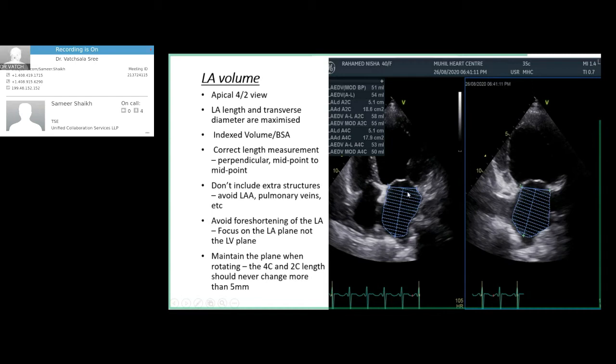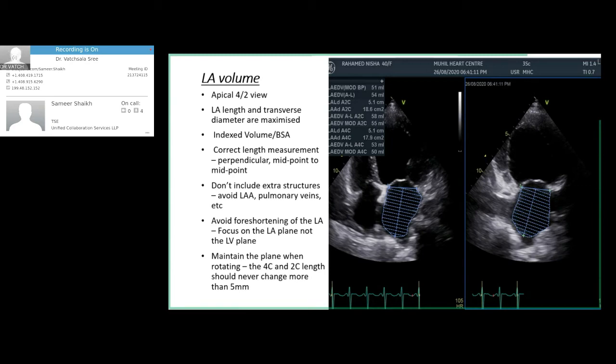Once you've chosen your frame, when you are tracing the area, make sure that you don't include the pulmonary veins, the LA appendage, and the space just below the mitral leaflets. So you should not include the pulmonary vein area, the LA appendage area, or the space below the mitral valve. These are the tips that you should follow when you are measuring LA volume.